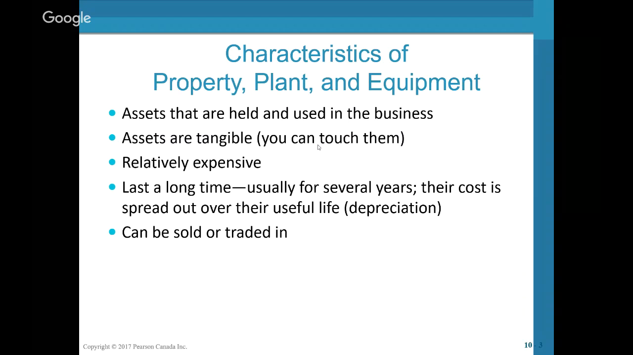Okay, assets are tangible, right? So PP&E, what we're talking about here are those assets you can touch. They are relatively expensive. They last a long time, so the idea is usually beyond the current year, and sometimes for several years. And then the idea here is we depreciate them, like we looked at in chapter 3. Their cost is spread out over their useful life. They can be sold. They can be traded in.